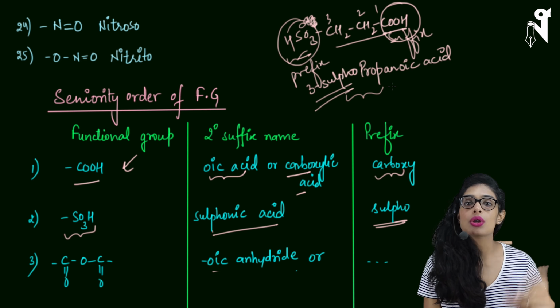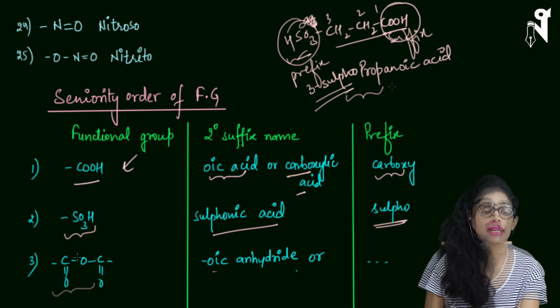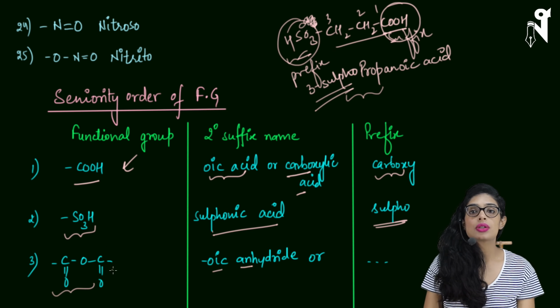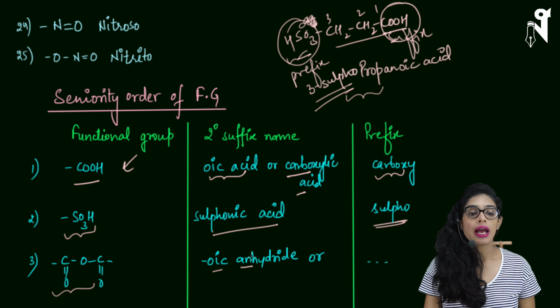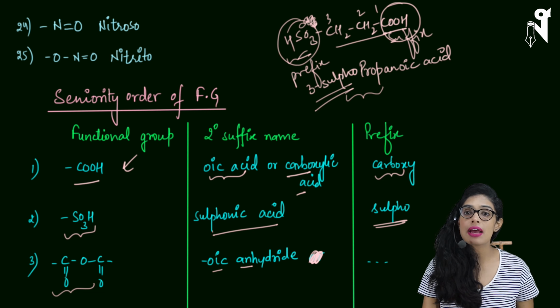When we start naming, you'll automatically start getting into it, and you will understand it well. Okay, next priority group is COOCO. This group is the acid anhydride group, as I have already discussed with you, and the suffix for this is oic anhydride, and it doesn't have any prefix. So why doesn't it have any prefix?